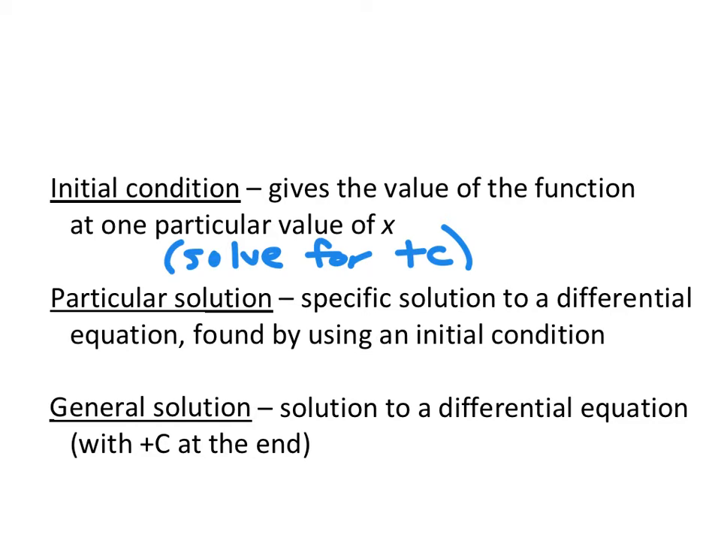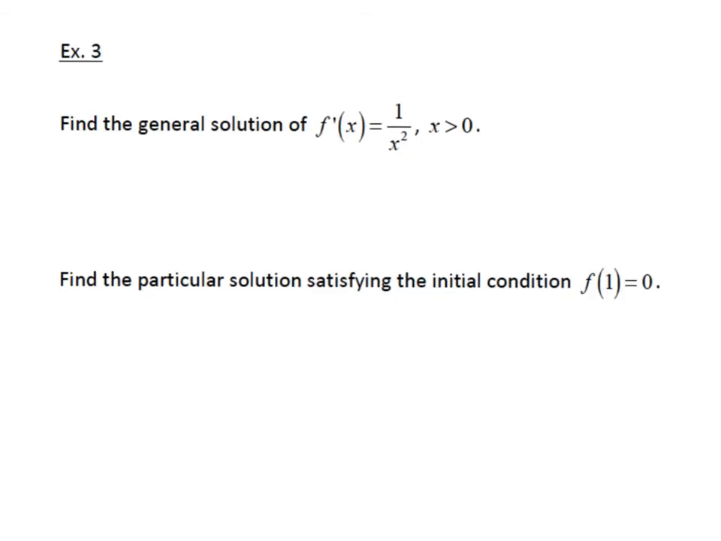So a general solution is just any solution to a differential equation, but it'll have plus c at the end. Okay, so for this next example, I want to find both a general solution and then turn around and find the particular solution. So the general solution, where f prime of x is equal to 1 over x squared, is just telling me I need to take the antiderivative, or the integral, of 1 over x squared dx.